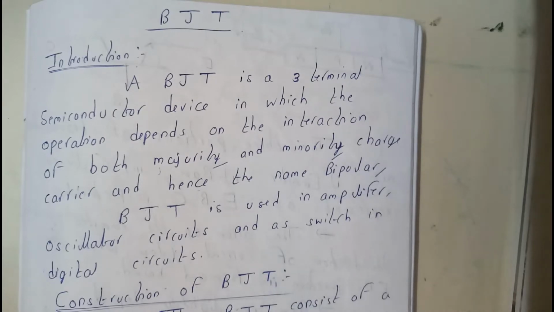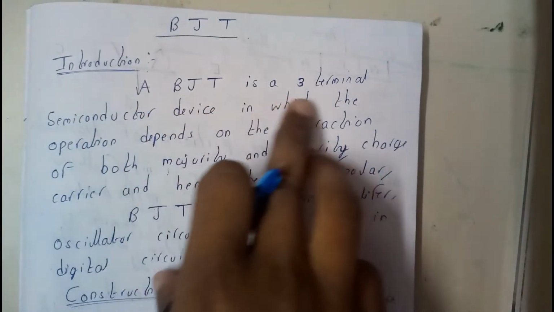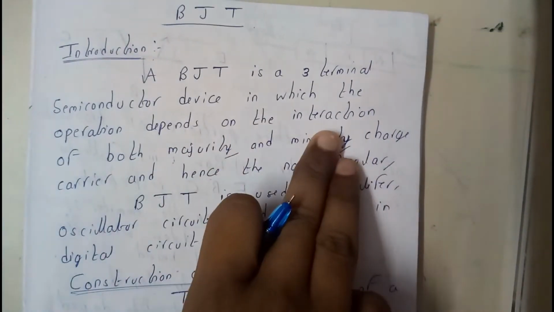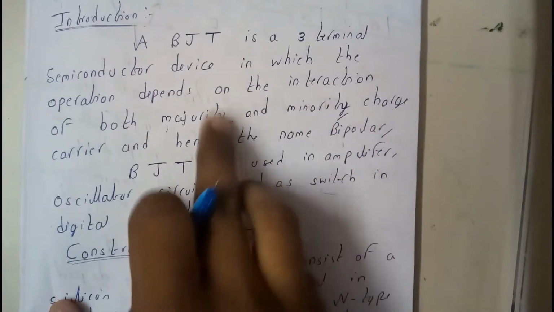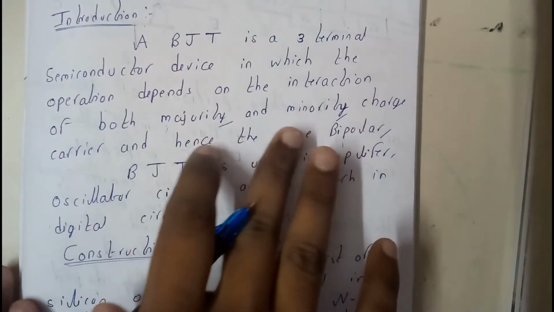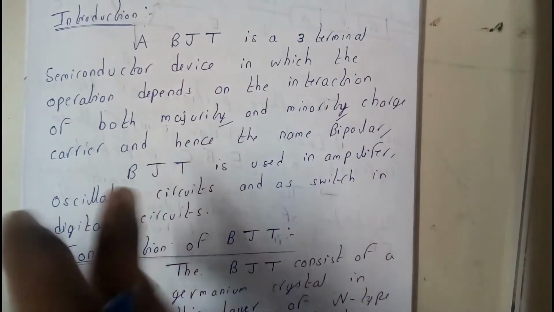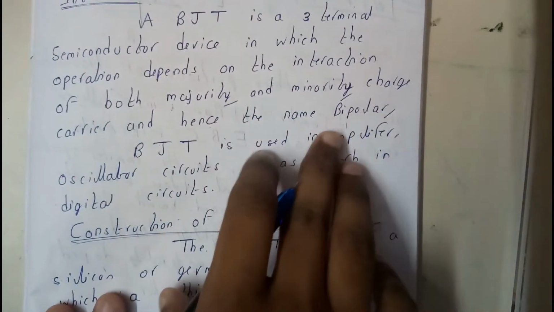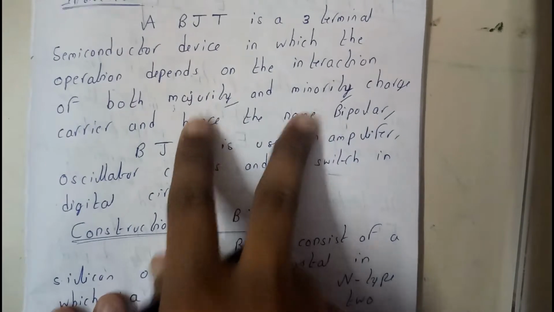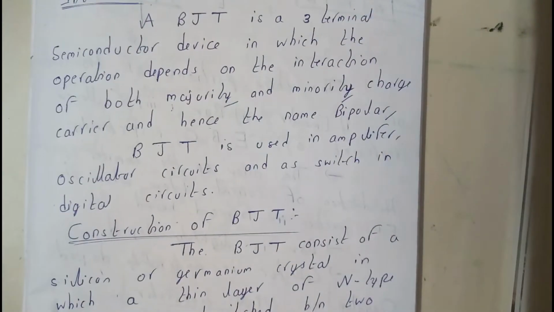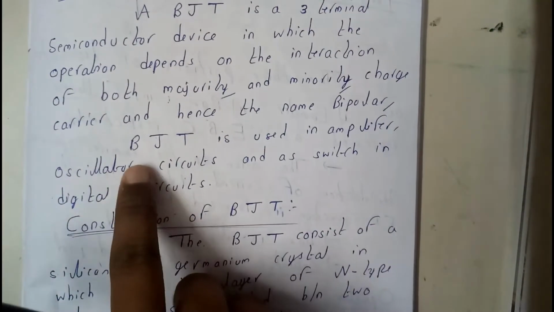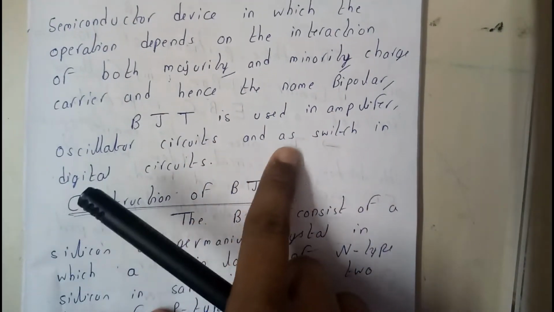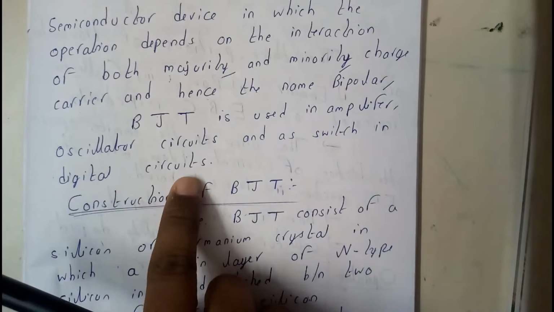Now let us go through the introduction. A BJT is a three-terminal semiconducting device in which the operation depends on the interaction of both majority and minority carriers. So here the interaction will be between the majority and minority carriers. That's the reason why we call it bipolar. It acts in two ways, for majority carriers and minority charge carriers. This BJT is used in amplifier or oscillator circuits and as a switch in digital circuits.